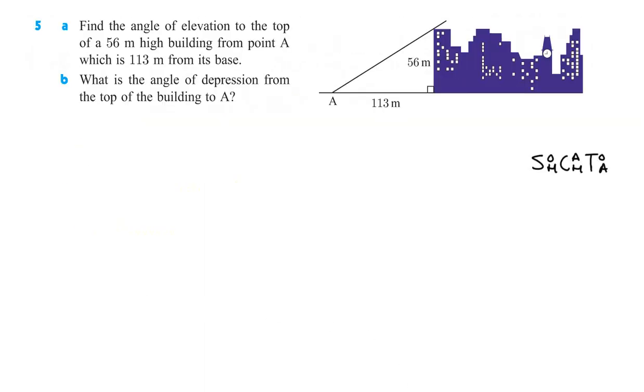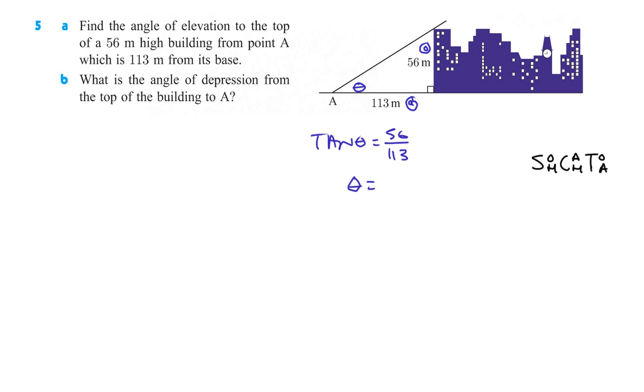Okay, let's take a look at another one here. Number 5. Find the angle of elevation to the top of a 56 meter high building from point A, which is 113 meters from the base. So they already do the picture. We've got to figure out what that angle there is. So here's our hypotenuse. This is the opposite, and this is the adjacent. So opposite and adjacent is tangent. So we would do tan theta equals opposite, which is 56, over adjacent, which is 113.